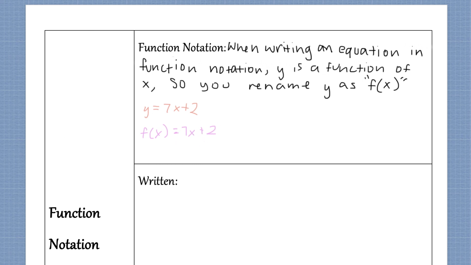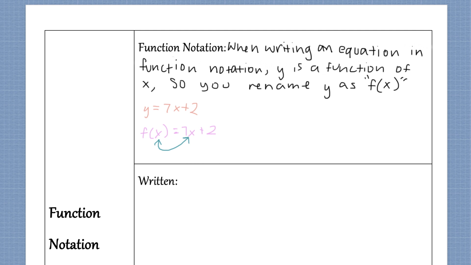A really big point to remember when you're doing this is that when you are writing the new equation in function notation, these two variables have to be the same. I'm going to show you guys another example.